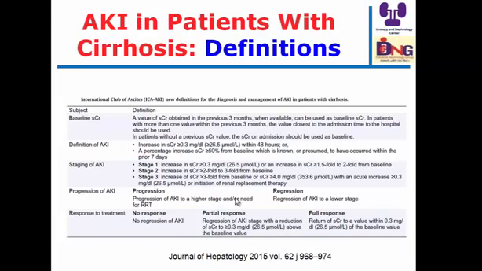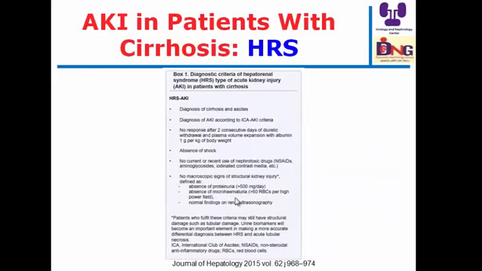So we should keep in mind all these definitions. Again, this is the KDIGO definition of acute kidney injury, and here the International Club of Ascites takes the same definitions.